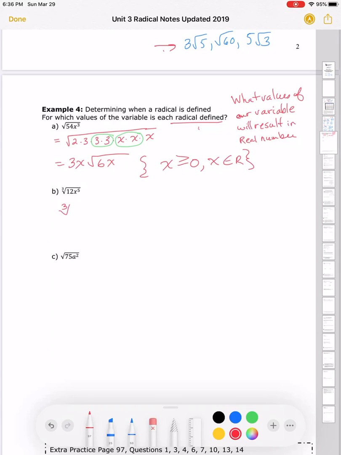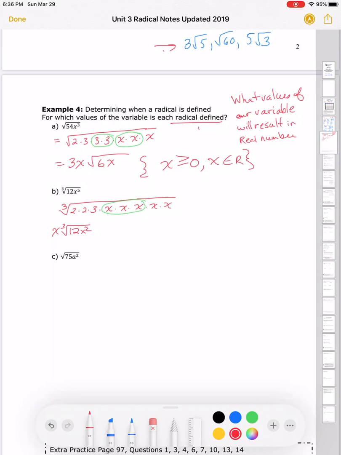So again, I've got a cubed root here. I'm going to prime factorize this. I have 2 times 2, times 3, and then I have x times x times x times x times x. Now, it's a cubed root, so instead of looking for pairs, I'm looking for sets of 3. So all I can take out from underneath this one is an x. I'll still simplify it, so I'll have x times the cubed root of 12x squared.